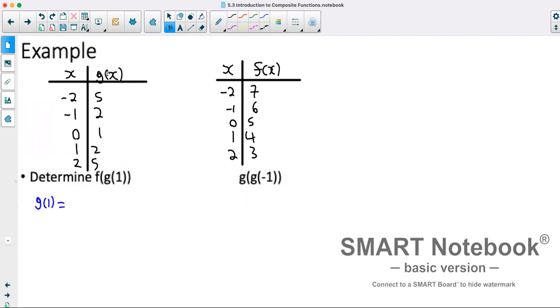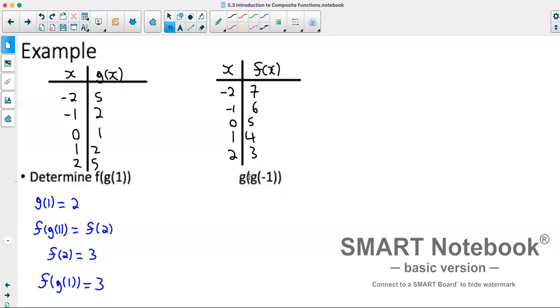This table has our g of x. So we look at where the x value is 1 and we get 2. If we're looking for f of g of 1, what we're really looking for is f of 2, because we've determined g of 1 is equal to 2. So if we are looking for f of 2, we look at this table and we have a value of 3. So that means that f of g of 1 equals 3.